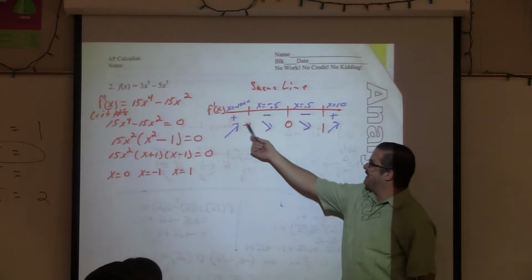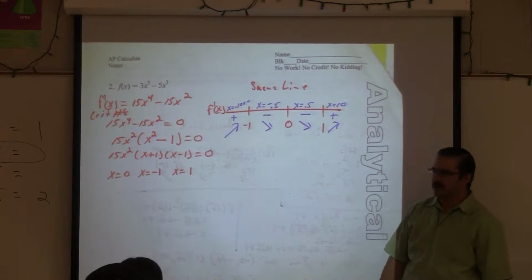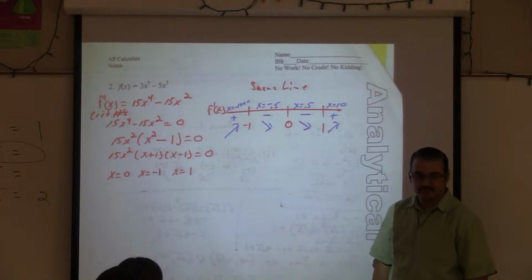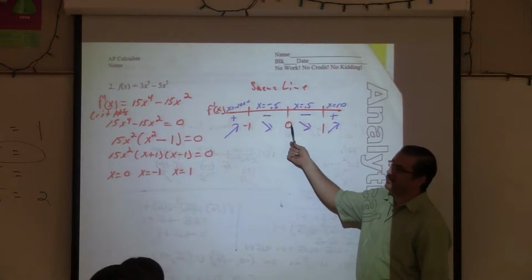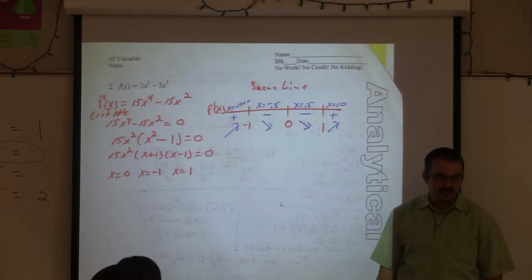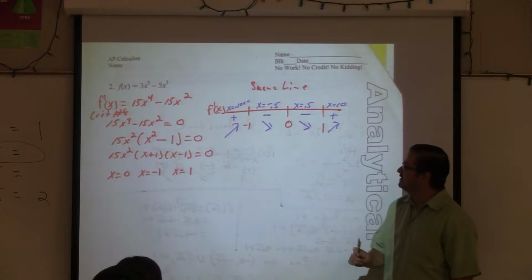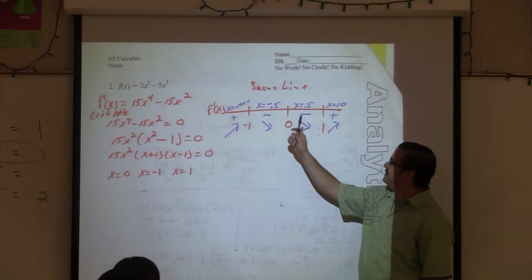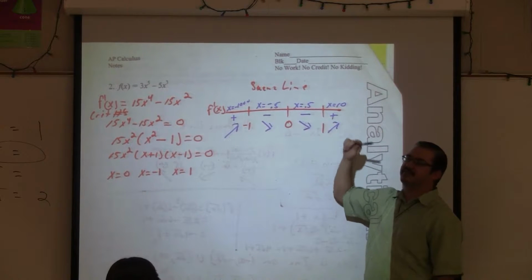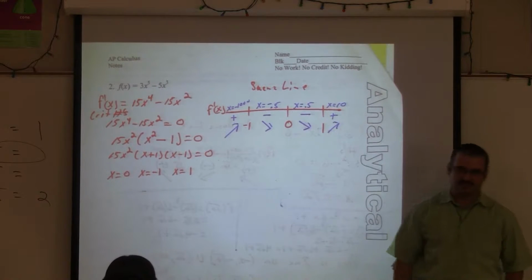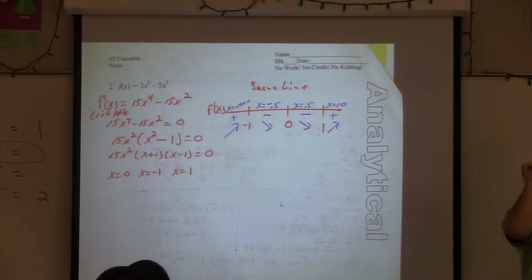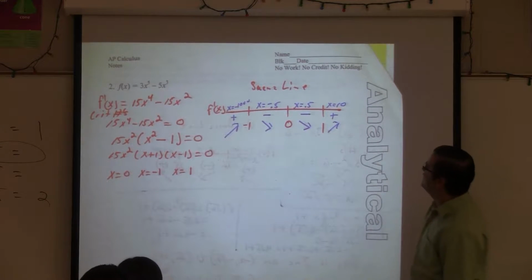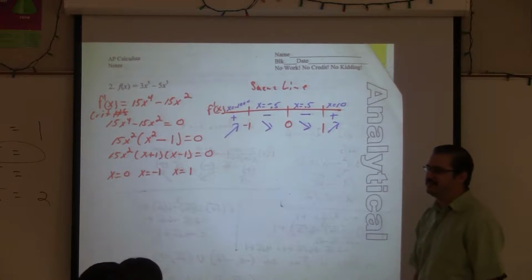Can I just say from negative 1 to 1? No. Why not? Because at 0 it's 0, right? I have to say it separate. I gotta say from negative 1 to 0, then from 0 to 1. At 0 it's not positive or negative, it's 0. Got it? Okay. Where do I have a maximum?